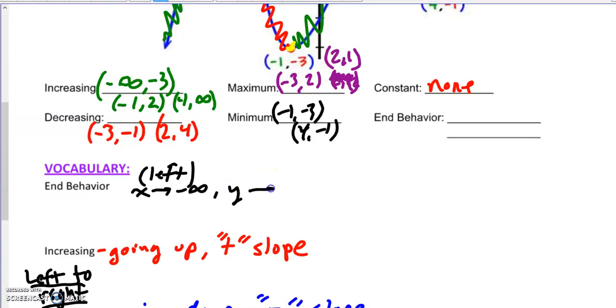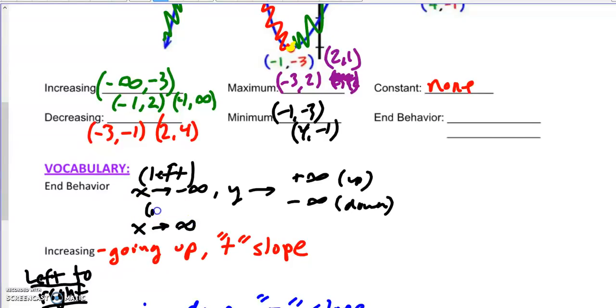So there's 2 options. If it goes up as I go off to the left, then I say positive infinity. If it goes down, I say negative infinity. So your end behavior is always going to say as x goes to negative infinity, y goes to, and it's either going to be up or down. The other thing you have to describe is what happens as x goes to the right, and that's when x goes to infinity. Okay, so as x goes to the right, what happens to y? And again, you have these same 2 choices here as above. Either it goes to positive infinity because it goes up, or it goes to negative infinity because it goes down.